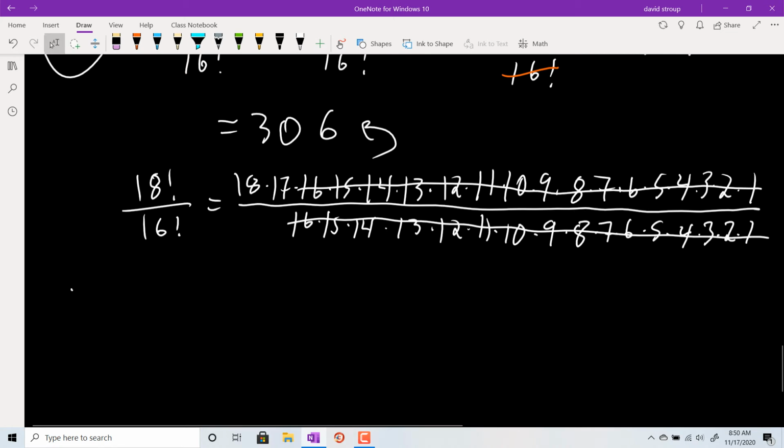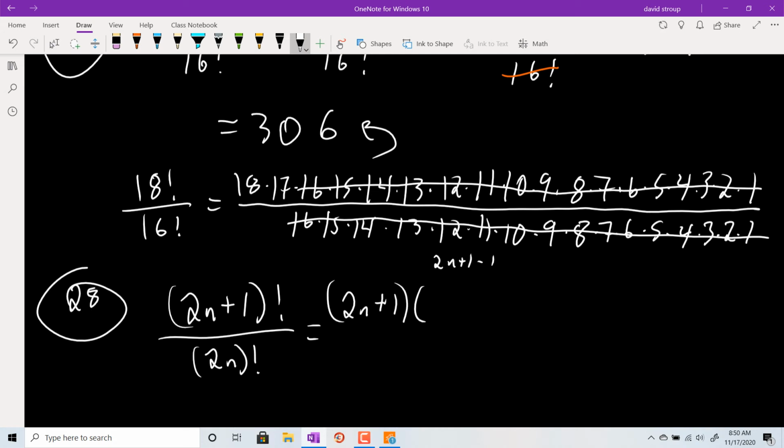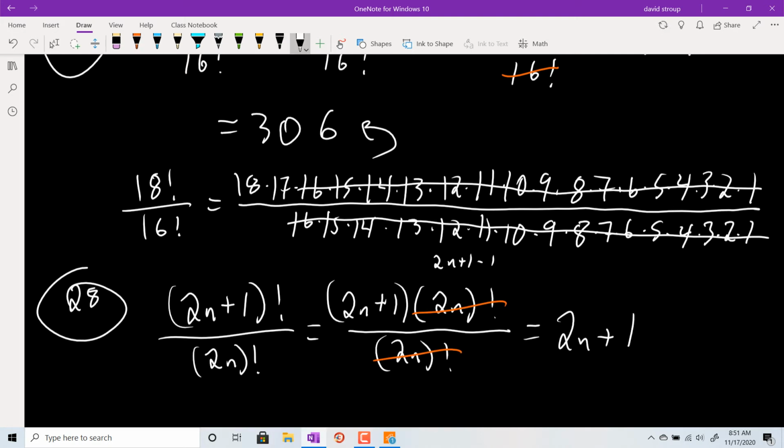They'll also ask you to simplify general formulas, like 2n plus 1 factorial all over 2n factorial. Okay. And again, you could use that recursive definition. So 2n plus 1 factorial is the same as 2n plus 1 times 2n plus 1 minus 1, right? The next term in line, you just subtract 1. So 2n plus 1 minus 1 is just 2n factorial all over 2n factorial. And of course, you end up canceling the 2n factorials, and you're just left with the 2n plus 1. Okay.